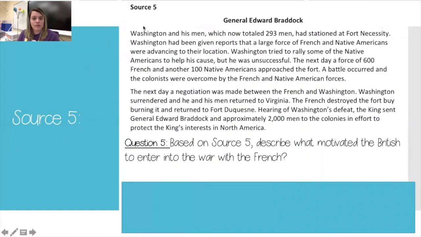And last source, source 5, General Edward Braddock. Washington and his men, which now total 293 men, had stationed at Fort Necessity. And anyone who is in the military, stationed means living there, assigned there. If you're stationed somewhere, you were put there. Washington had been given reports that a large force of French and Native Americans were advancing, so moving forward to their location. Washington tried to rally some of the Native Americans to help his cause, but he was unsuccessful, so a big defeat.